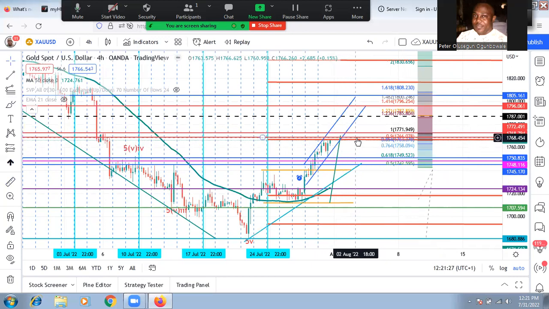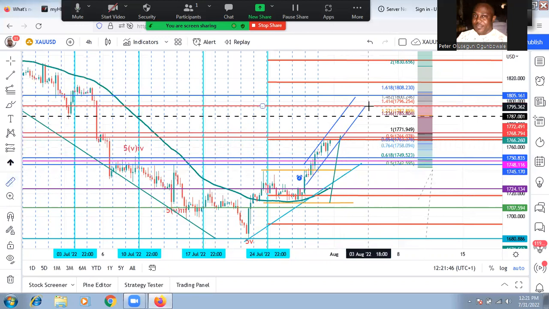So if we have a reaction above here, what I would do is that if you have picked an entry around this area and price broke above it, that invalidates the count here. And that will be huge if it's going to this point. Can your account sustain 50? Can your account sustain it?